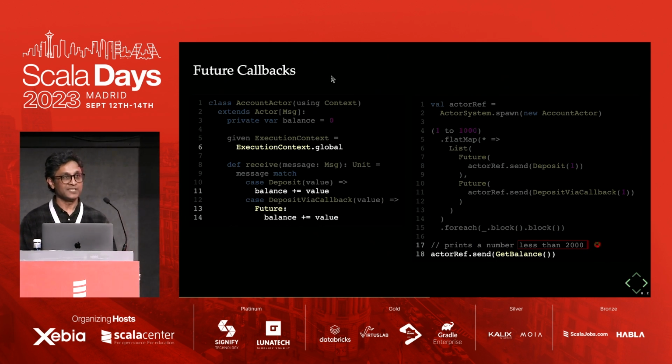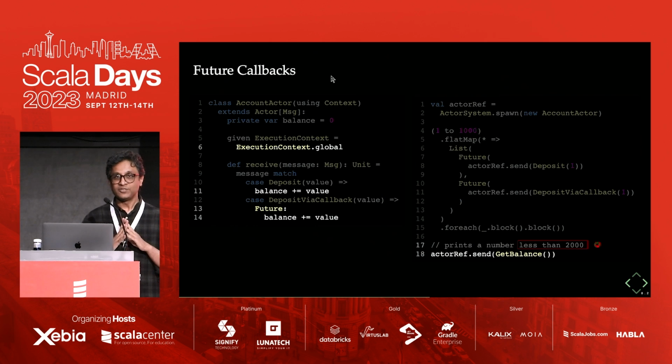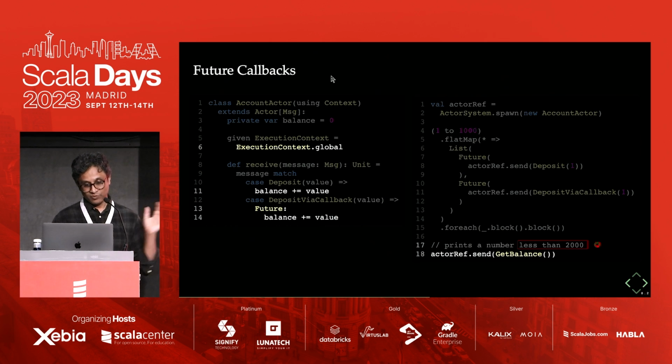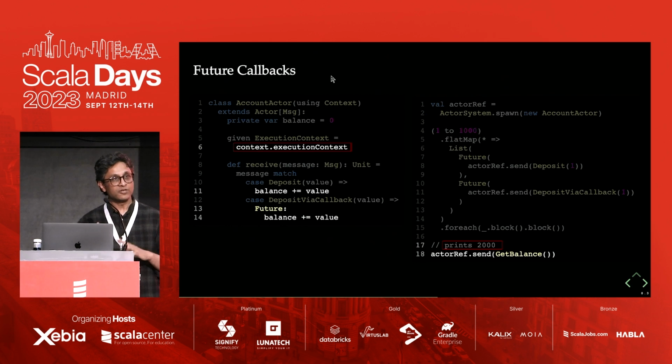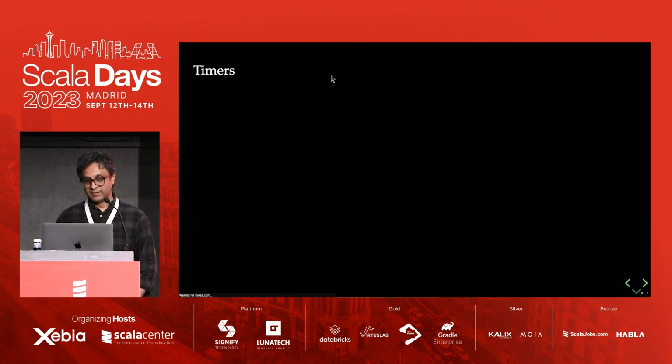There will be lost updates because it's no more thread safe, and things are running concurrently. Line 11 and 14 on the left, they are concurrent. But for us, if we just change it to the context execution context that we have created, then we are back, right? All the future callbacks as well as the messages run on the same control thread, the same virtual thread. All right.